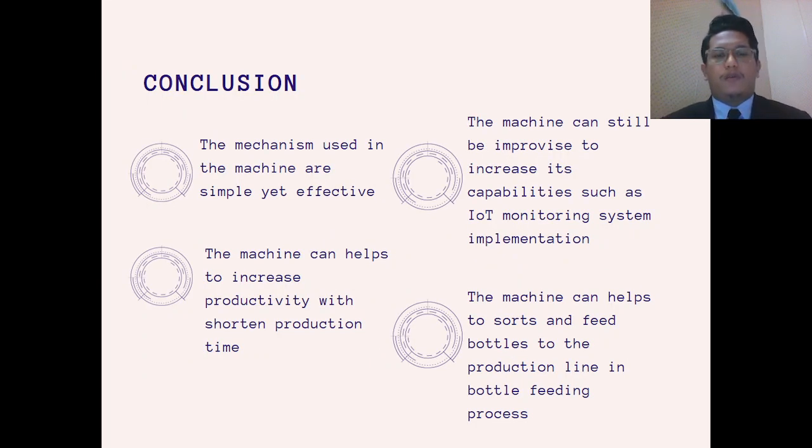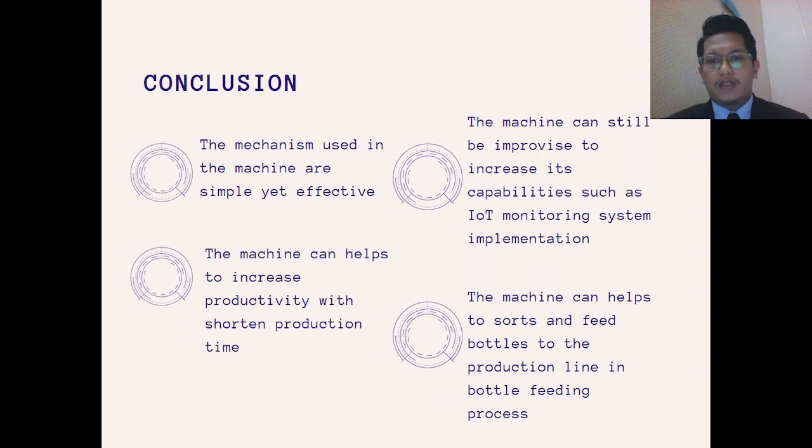Okay, for the conclusion, the mechanism used in the machine is simple yet effective. It works well and can also increase the bottle flow rate, although the mechanism is simple. And the machine can help to increase productivity with shortened production time, because with just a speed of 100 rpm, it can supply around 5 more bottles than the existing flow rate. This means it can increase productivity.